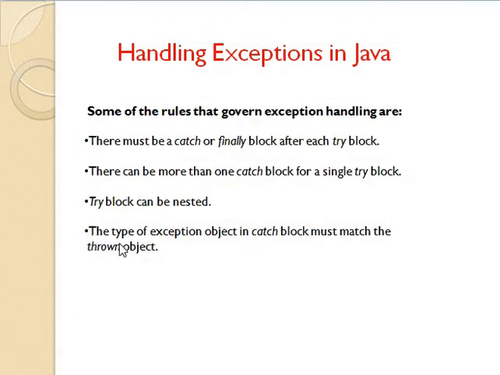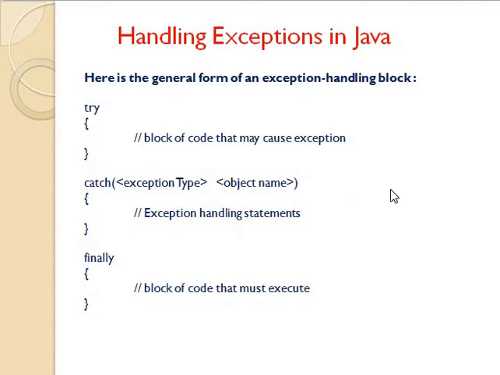Then come to the fourth point, the type of exception object in the catch block must match the thrown object. That means if any exception occurs, then the type of exception object in the catch block must match the thrown object in the try block.